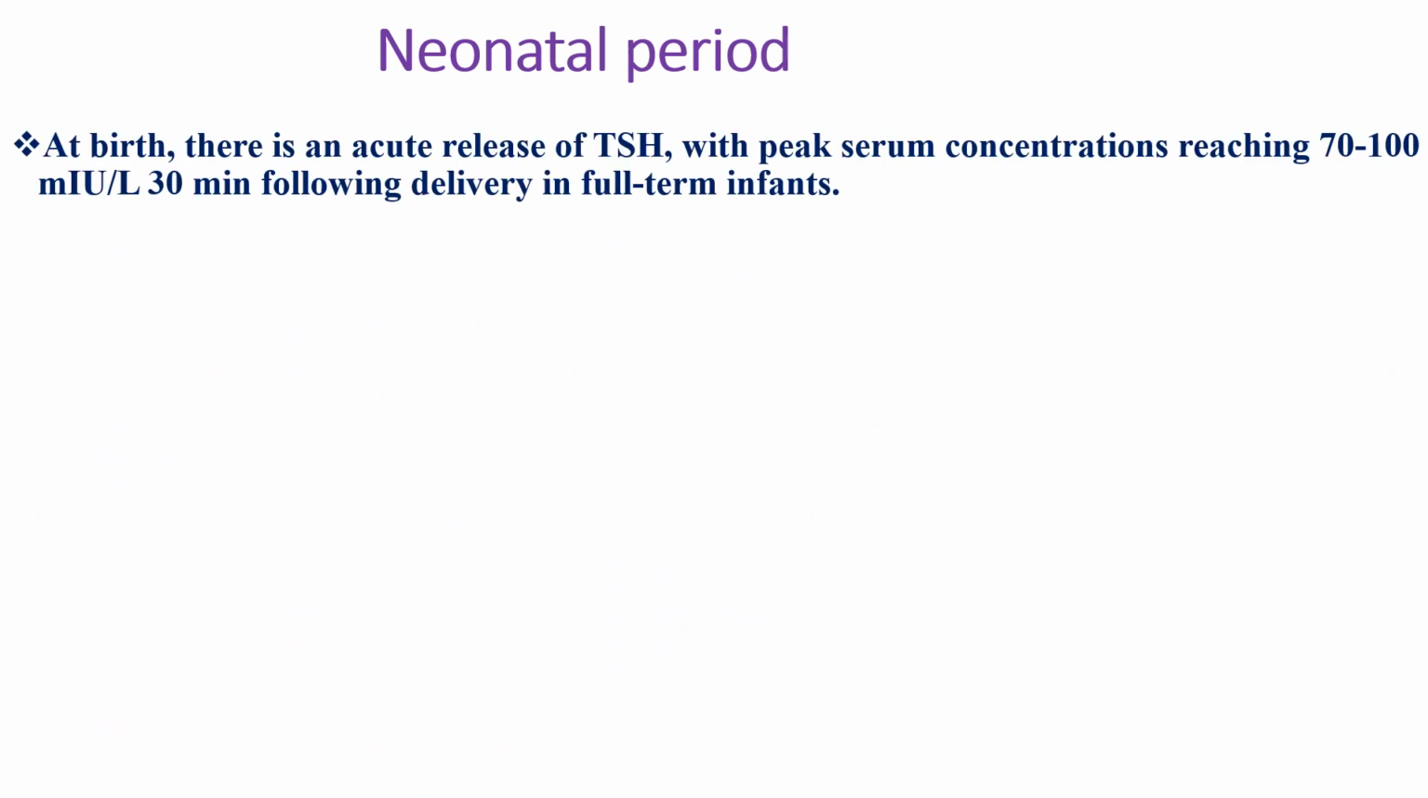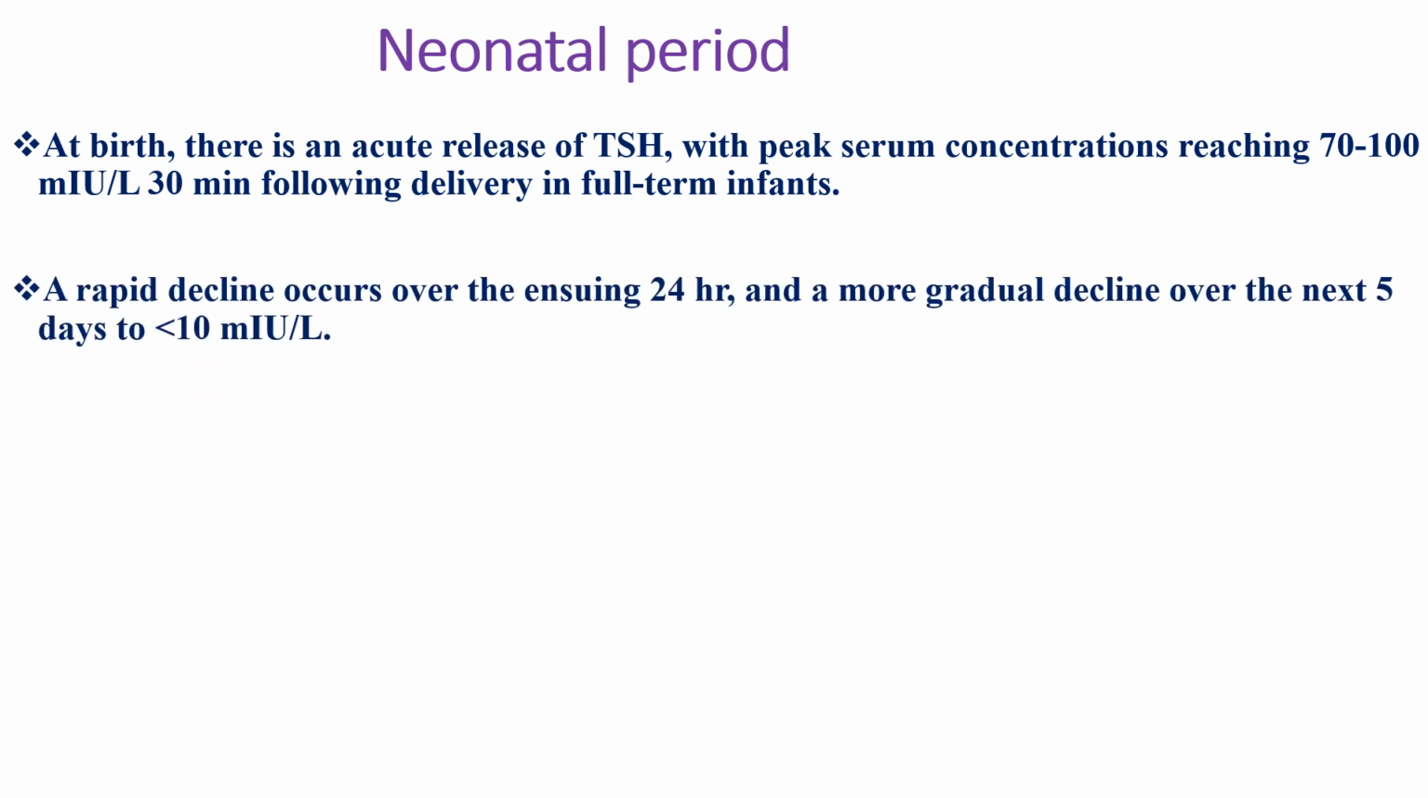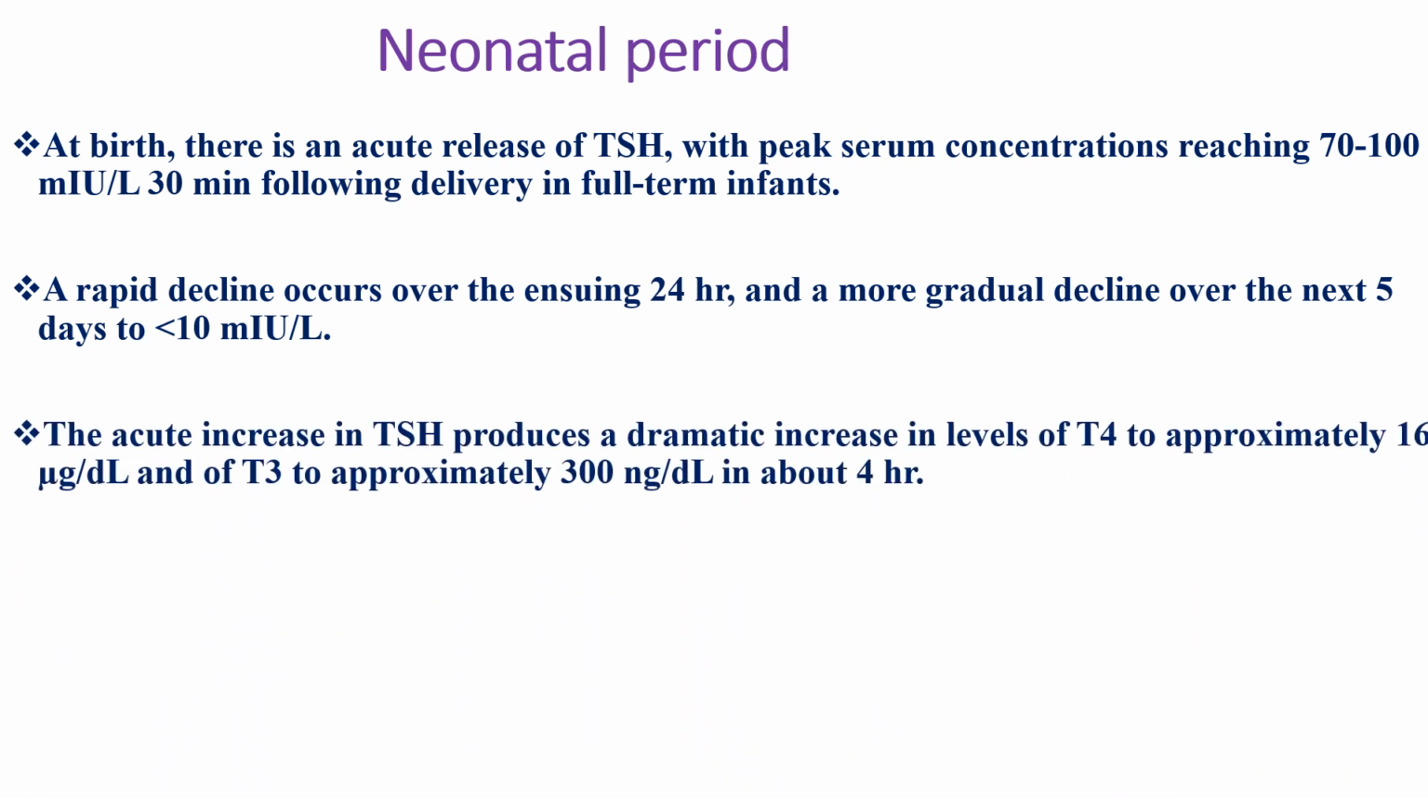Regarding the neonatal period, at birth there is an acute release of thyroid stimulating hormone with peak serum concentration reaching 70 to 1000 thirty minutes following delivery in full-term infants. A rapid decline occurs over the next 24 hours and a more gradual decline over the next 5 days to less than 10. The acute increase in TSH produces a dramatic increase in levels of T4 to approximately 60 and T3 to approximately 300 nanogram per dl in about 4 hours.